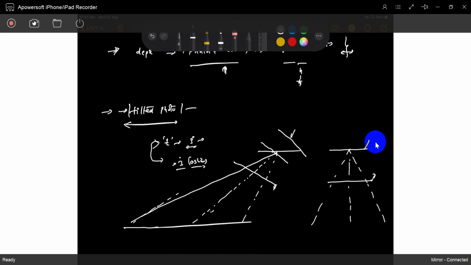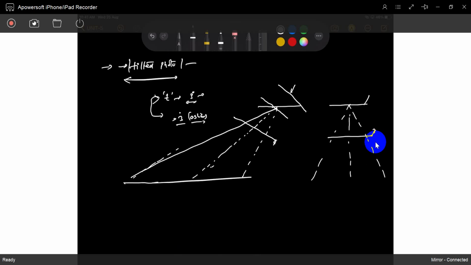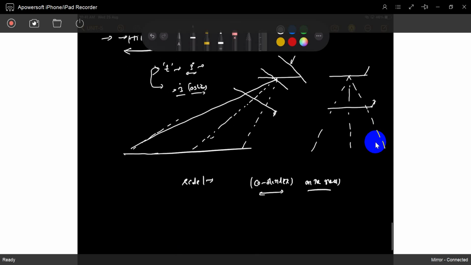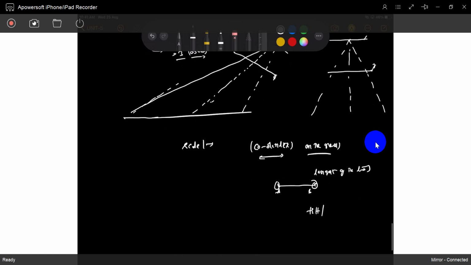So if the tilted photograph looks like this, we have to find out the scale of the tilted photograph and the coordinates on the ground. And if you want to find out the length between any 2 points on the ground, if you know the coordinates on the photograph, we have to find the length of that line. Finally, tilt displacement or distortion. We will discuss this point later.